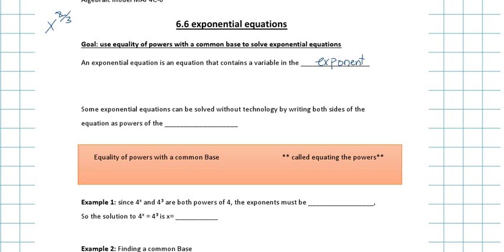Okay? So an example would be this. Or this. Or this. Okay? So now your bases are known. They're numbers. Your exponent is the unknown. Okay? So we call this an exponential equation. x plus 1.